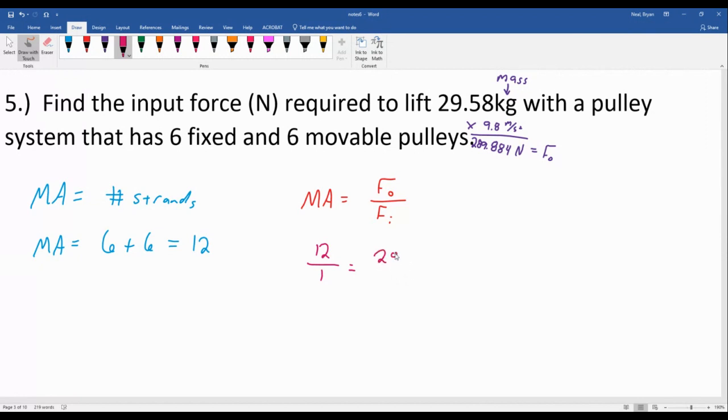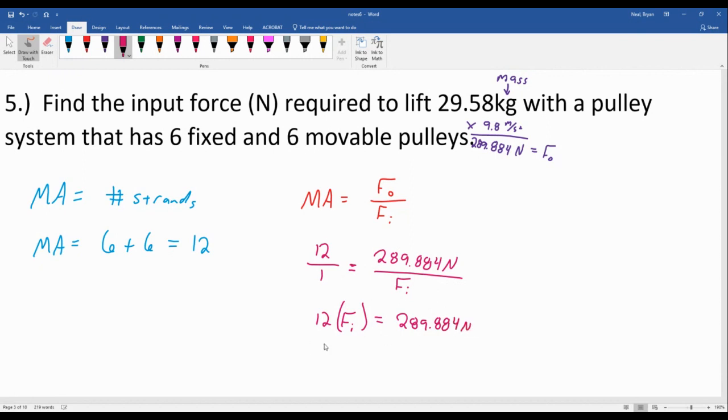The output force, again, is just the weight of the thing we're trying to pick up and move around. So that's the 289.884 number. Then the only thing left is the input force that we're trying to find anyway. So if we cross multiply, I like to do the variable part first. So 12 times F is just 12 times F. I don't know what to do with that yet. Then 1 multiplied by 289 is just going to be that same number back again.